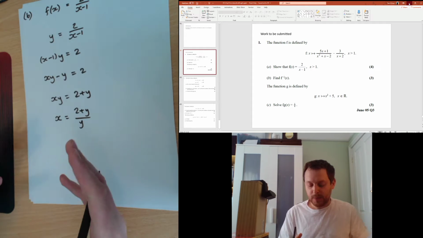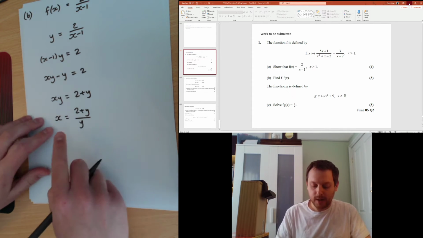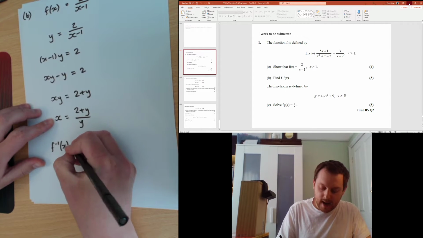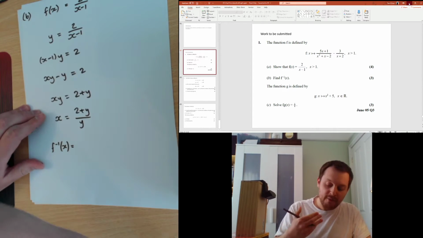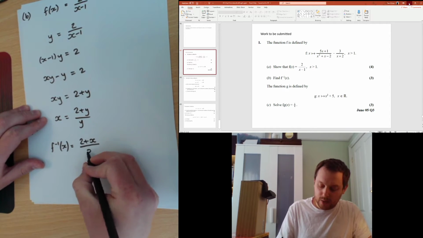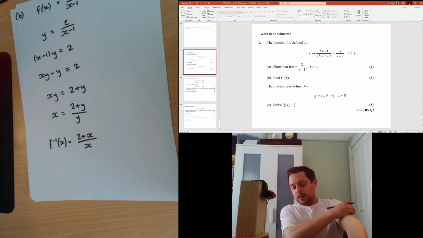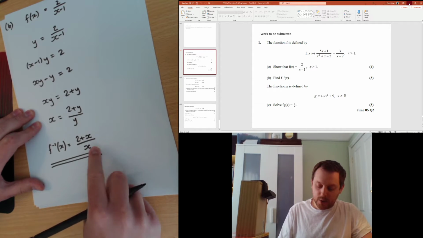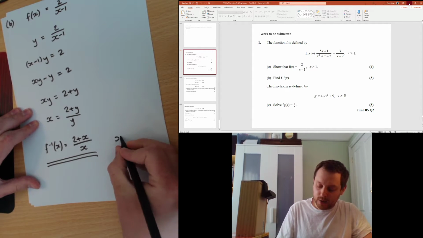And then what you're supposed to do now is say, right, okay, instead of writing x, I'm going to write f inverse of x. And over here, instead of writing y, I write x. So I get my answer, 2 plus x over x. And then that's the final answer. Now, there's a value that obviously you can't have. X couldn't equal 0.